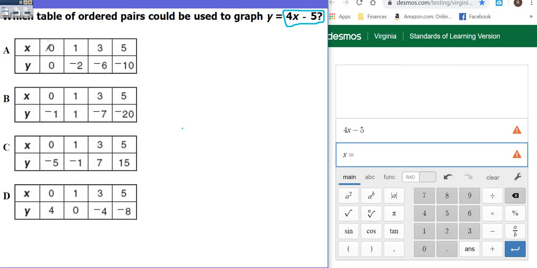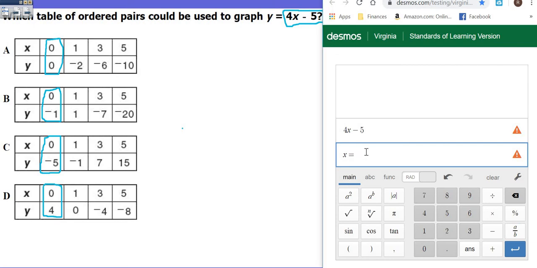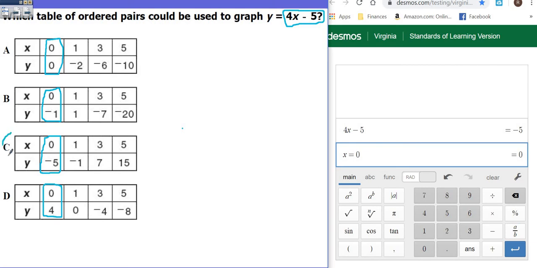But sometimes, if you notice, this is an x of 0, a y of 0. This is an x of 0 and a y of -1. This is an x of 0 and a y of -5. And an x of 0 and a y of 4. Since all 4 y values are different, then I'm only going to have to plug in one number. And that's going to give me -5. So I know automatically that my answer is C.